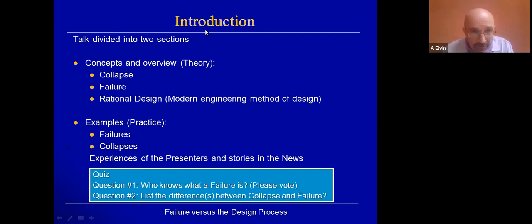Failure: not considering something important. Failure is when yield stress is exceeded. Collapse is global failure. Failure equals local. Collapse is when a structure falls to the ground. Okay, good. So let's see what I wrote.